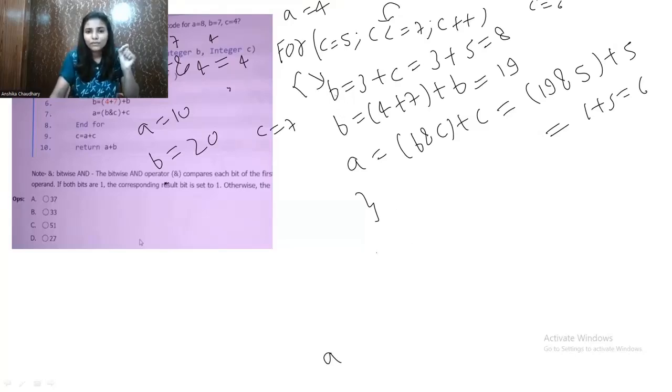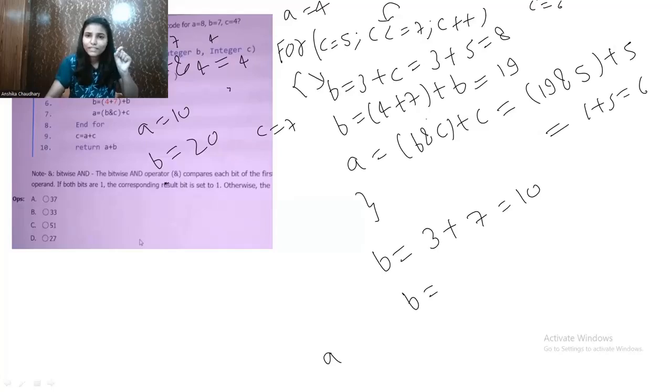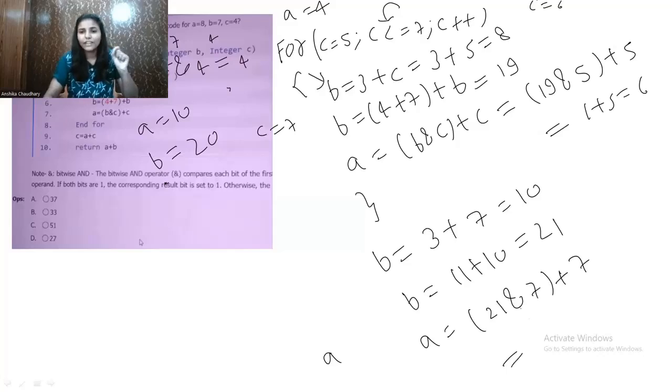So B value will become 3 plus C. C updated value is 7. So this will be 10. Again, B value is 4 plus 7, 11. 11 plus B. So 11 plus 10 will be 21. Now from here A value will be changed and we have to take AND operation between B and C. So B value is 21 and C value is 7 plus C. So 7 will be added and then we have to take the AND operation between 21 and 7.